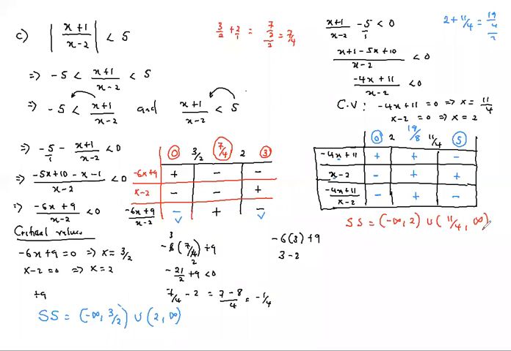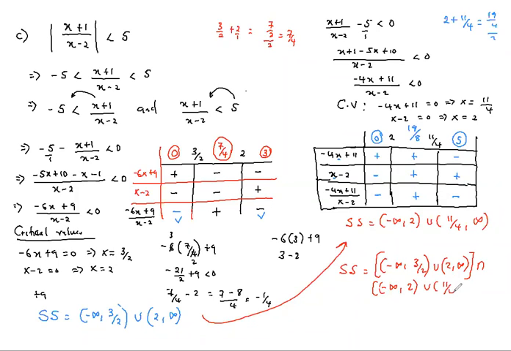Now we have two solution sets, so we need to get their intersection for us to form the final solution set. So the intersection of negative infinity to 3/2 union 2 to infinity, with negative infinity to 2 union 11/4 to infinity.